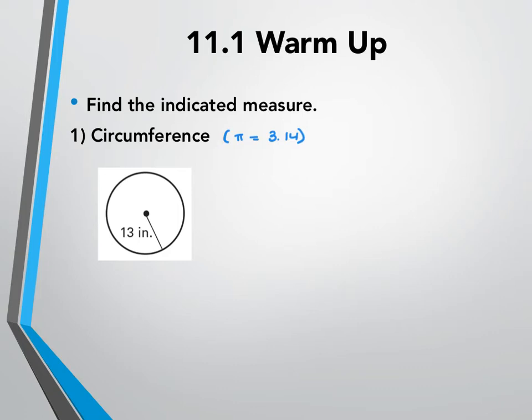All right, number 1 in the warm-up said find the indicated measure, and this time it wants the circumference. It gives you the radius, and I told you to use pi as 3.14, right? So what's the formula we can use for circumference when we're given the radius? 2 times pi times r. So this would be 2 times 3.14 times r, which is 13.